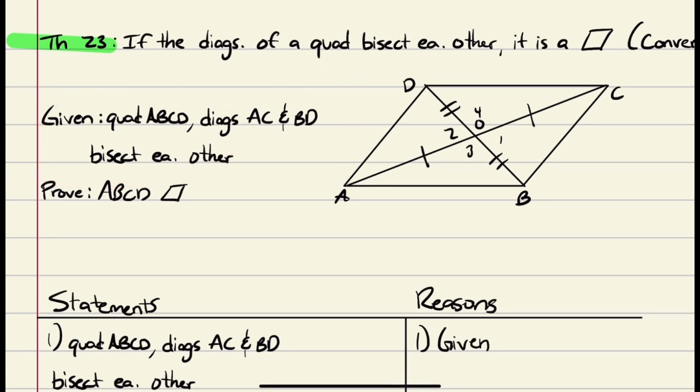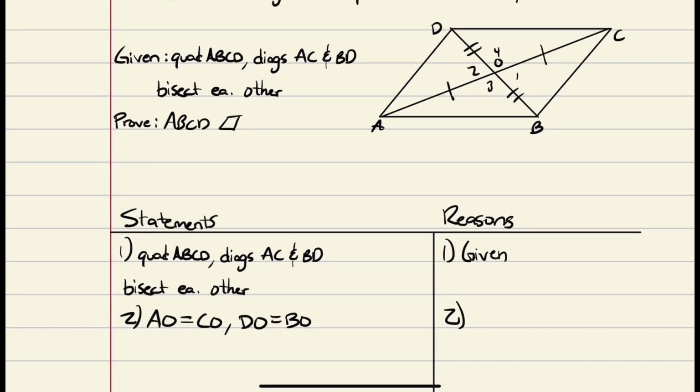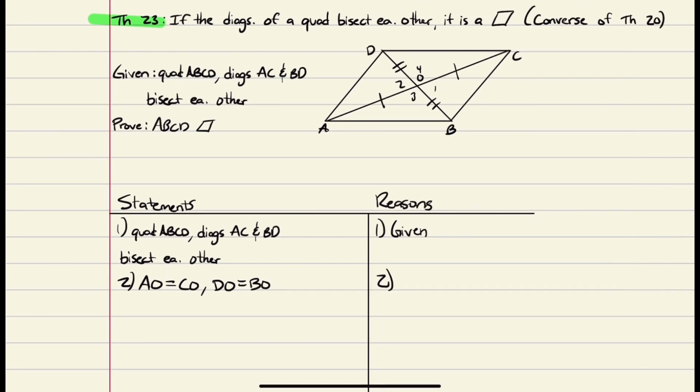Why do I have to say that AO equals CO and DO equals BO if it pretty much tells us that that's true in the given? They pretty much tell us, but they do not tell us. They just say that the diagonals bisect each other. So to make it crystal clear, we want to say the exact letters, the exact line segments that are equal to each other. And the reason we can say that those line segments equal each other is the definition of segment bisectors.